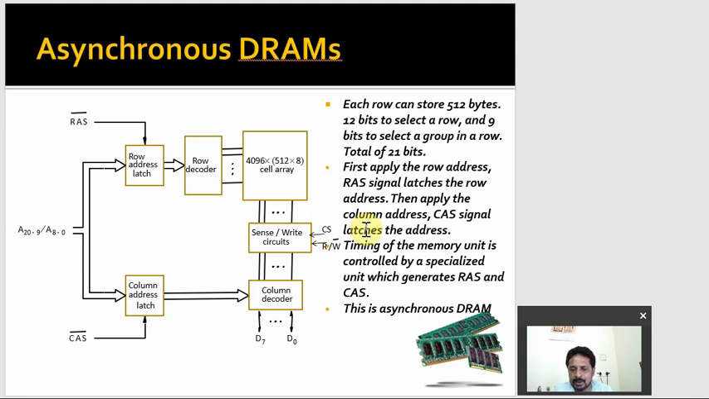Timing of the memory unit is controlled by a special unit which generates RAS and CAS. So the timing of the main memory unit is controlled by a specialized unit, and that specialized unit which generates the RAS and CAS is called an asynchronous RAM. The construction of asynchronous RAM will happen in this fashion.